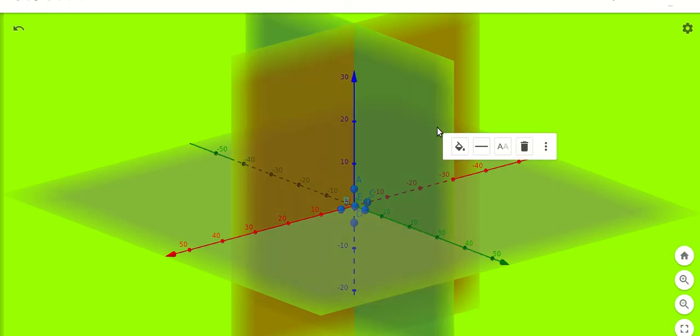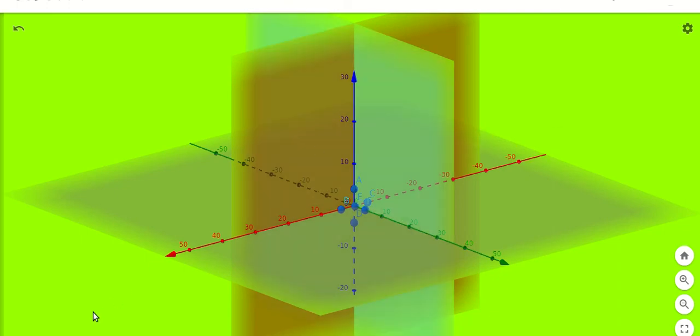So for today we'll halt here, and the next day we will see the position vectors and the different representations of the position vector. Thank you all.